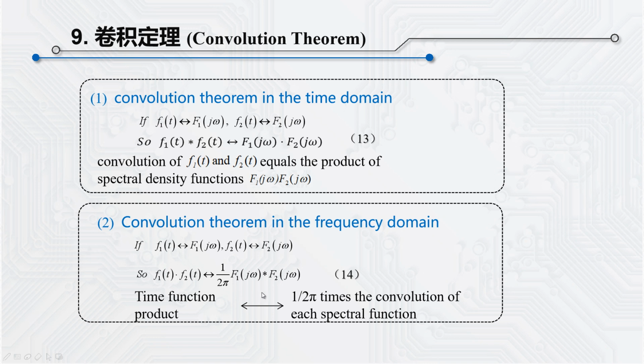Convolution theorem is also very important in practical engineering. We have learned the convolution theorem of continuous systems in the second knowledge module. If f1(t) represents the unit impulse response of a continuous system, and f2(t) represents the input of this system, then the frequency domain characteristics of the output of the system can be H(j omega) times F(j omega).